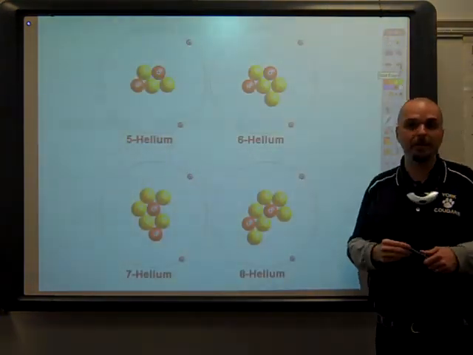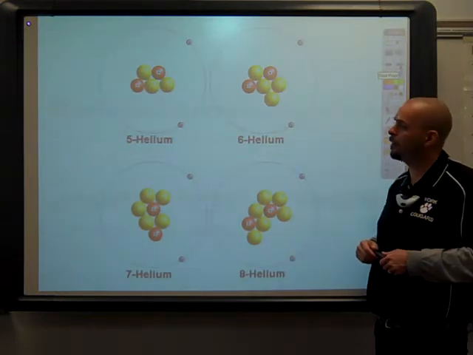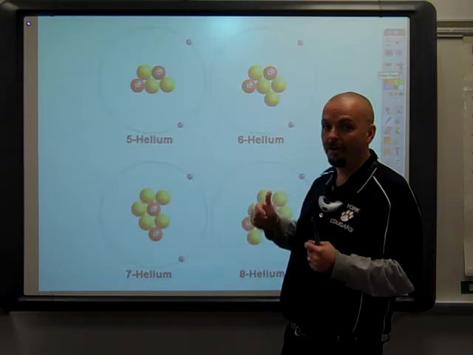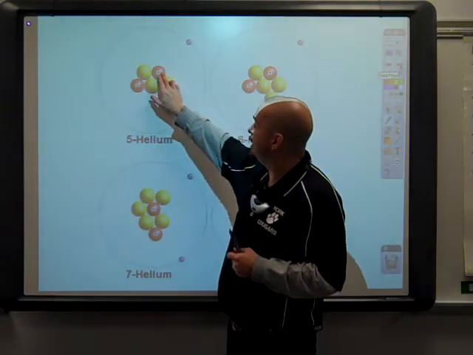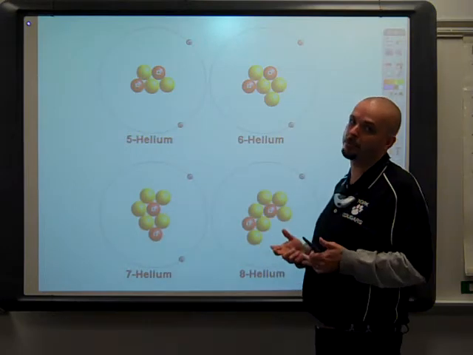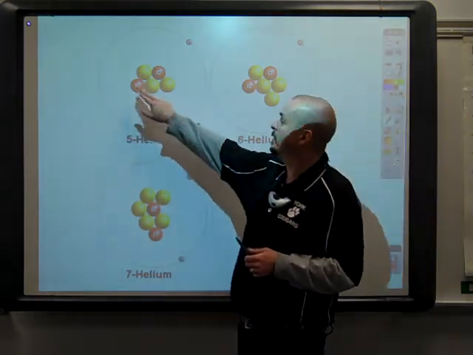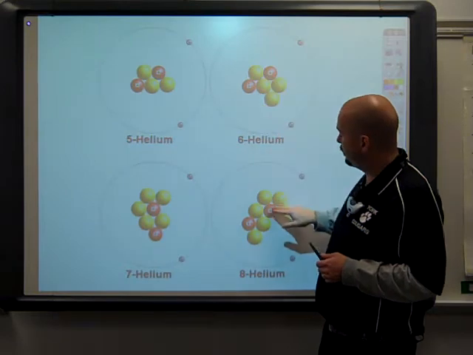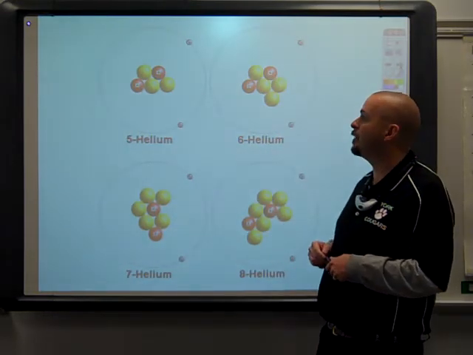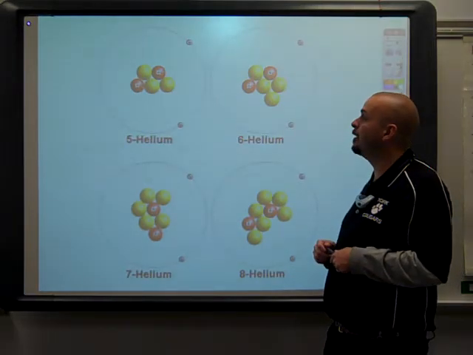These are the isotopes of helium, and there are 4 of them. Again, same principle, they are all helium, and because there are 2 protons, their atomic number is 2. Look it up on your periodic table. If your atomic number is 2, you are helium. Every one of these are helium atoms. What makes them different is the number of neutrons.